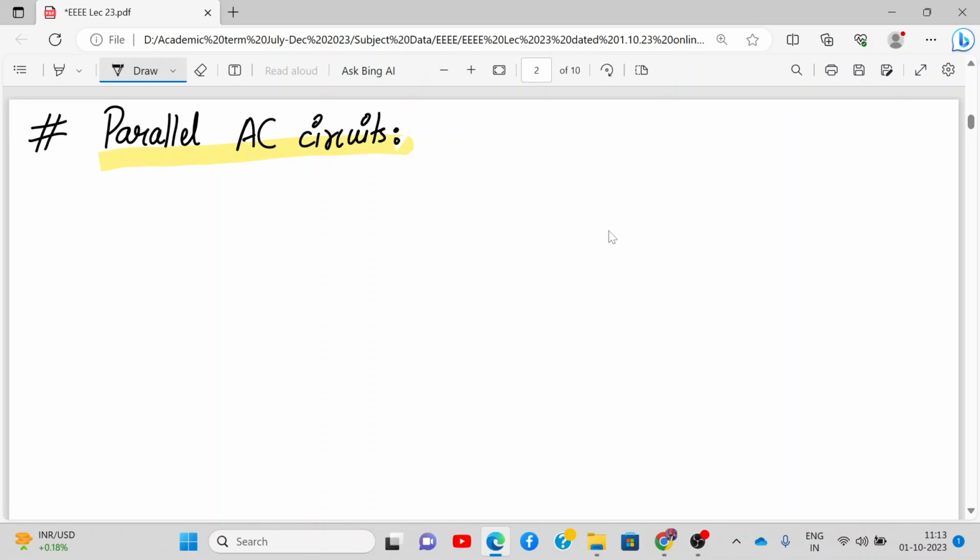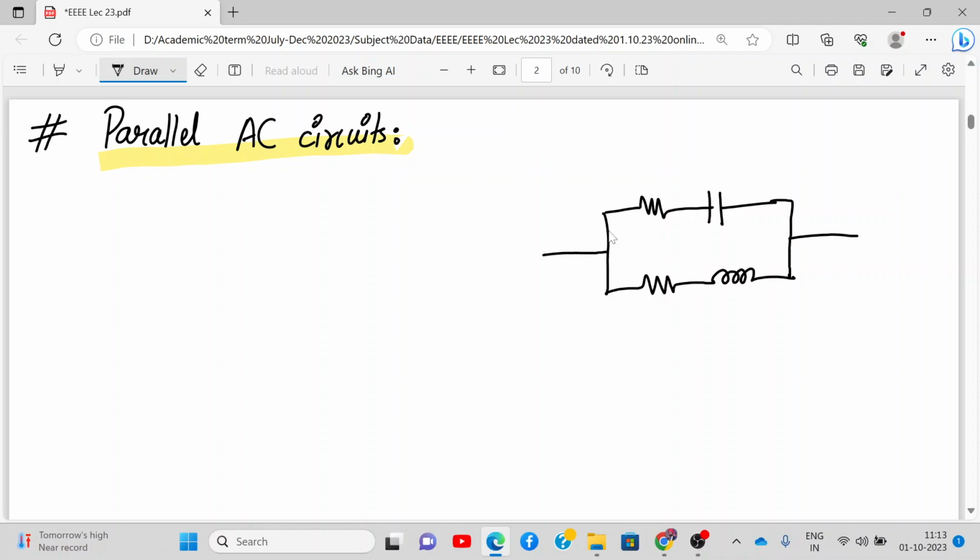So let's say you have a parallel RC network. This is an RC series circuit, and this is in parallel with an RL series network. These two circuits are connected in parallel. This is my voltage supply, V, and the unit is Hertz.